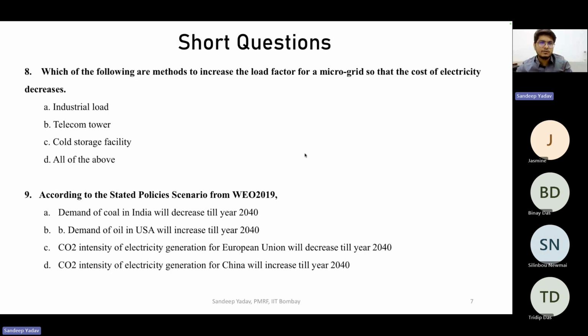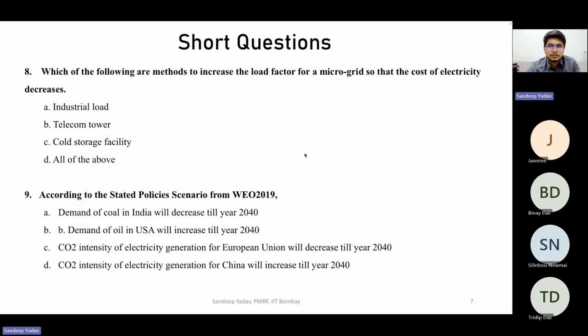Question number 8 says, which of the following are methods to increase the load factor for a microgrid so that the cost of electricity decreases. So they're already claiming that to increase the plant load factor of a microgrid, the cost of electricity decreases. What can we do? First, they're telling industrial load, telecom tower, cold storage facility, or all of the above.